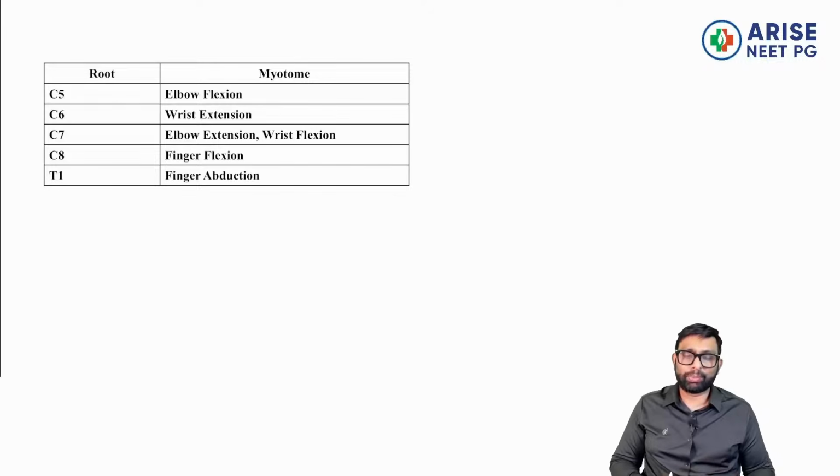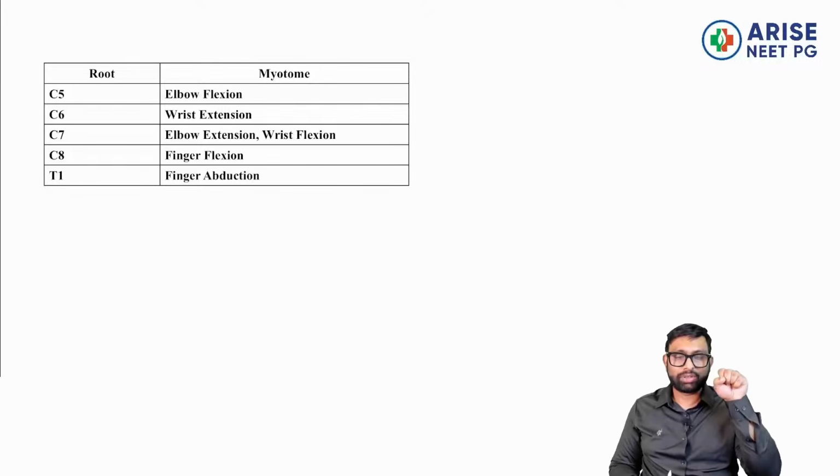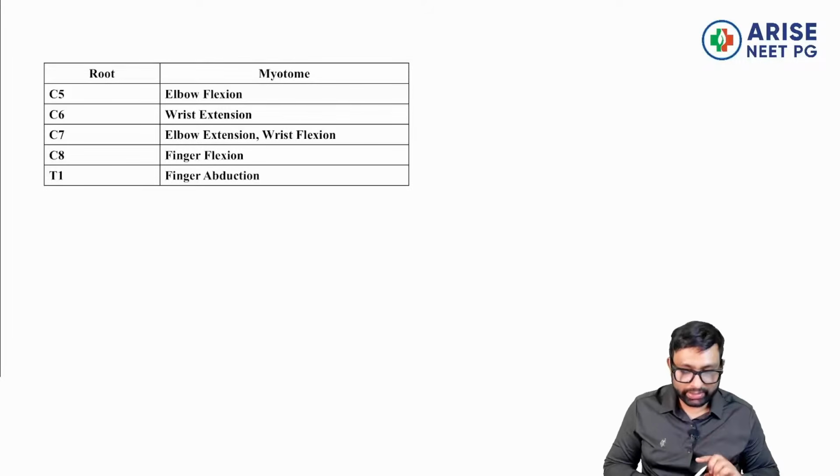Now myotomes, the way you remember them is, you take the limb away from the body and then close to the body. So elbow flexion, C5, wrist extension, C6, then you take it away from the body, C7, elbow extension, wrist flexion, okay, that is C7. Then you call someone, getting close, this is finger flexion, C8. Then you ask them to go away, this is finger abduction. So this is how you will remember it: elbow flexion, wrist extension, then elbow extension, wrist flexion, finger flexion, finger abduction, that is C5 to T1. That's how you remember it.